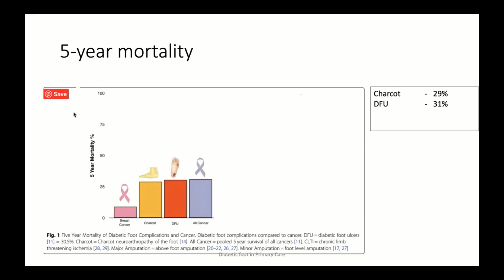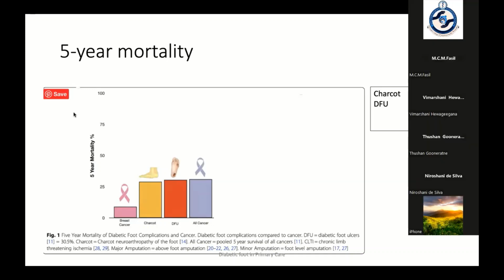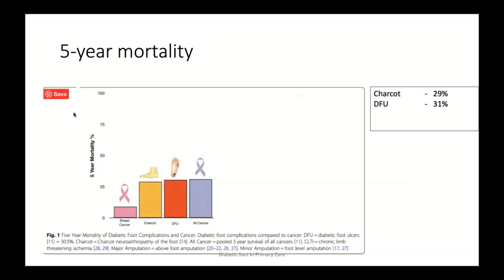And that's almost equivalent to all-cancer mortality at 5 years. Now, if for whatever reason some of these patients end up with a minor amputation, the mortality is 45%, almost 50%. That is even higher than the all-cancer mortality.